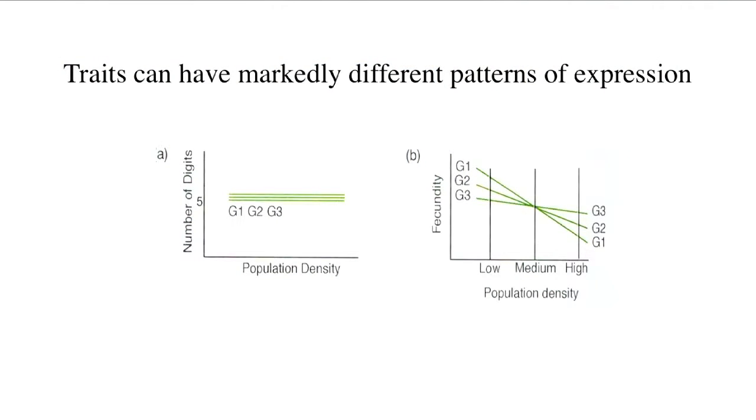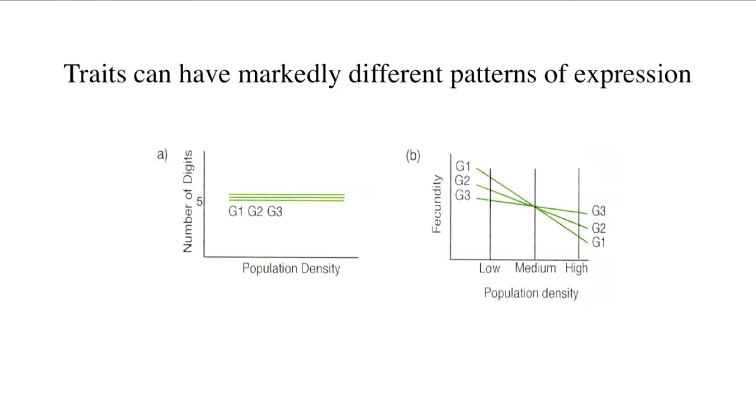However, look at fecundity. Same three genotypes. G1 has high fecundity at low density, and it has the lowest fecundity at high density. It's the most sensitive to a change in population density. Its sensitivity is expressed by the slope of its reaction norm. G3 has the lowest fecundity at low density and the highest fecundity at high density. It is the least sensitive to changes in the environment.